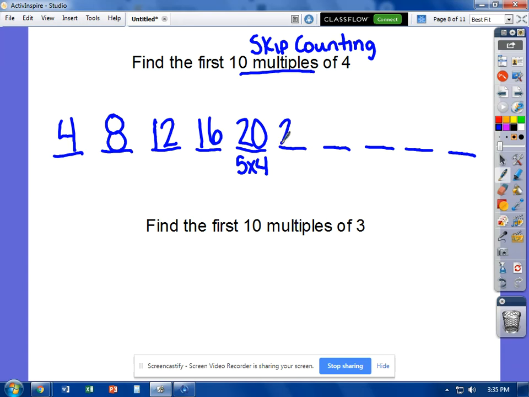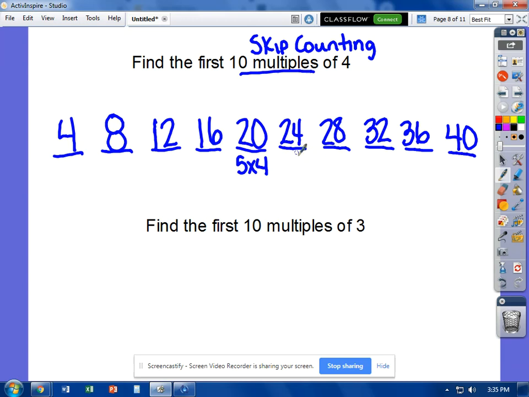After 20, we're going to have 24, 28, 32, 36, and 40. Remember, if it takes you a little bit longer, that's okay. I'd rather it be correct than rushed.